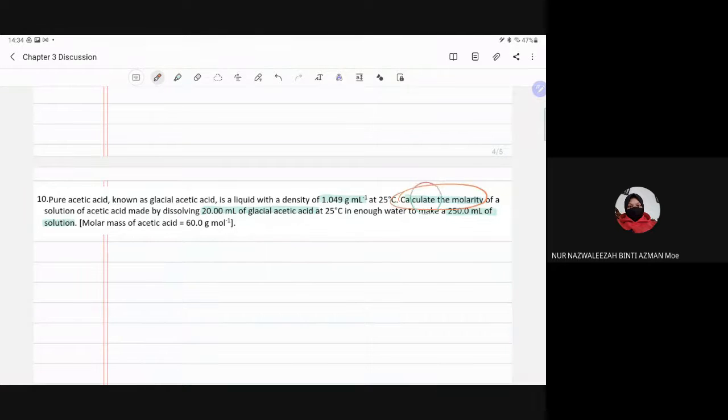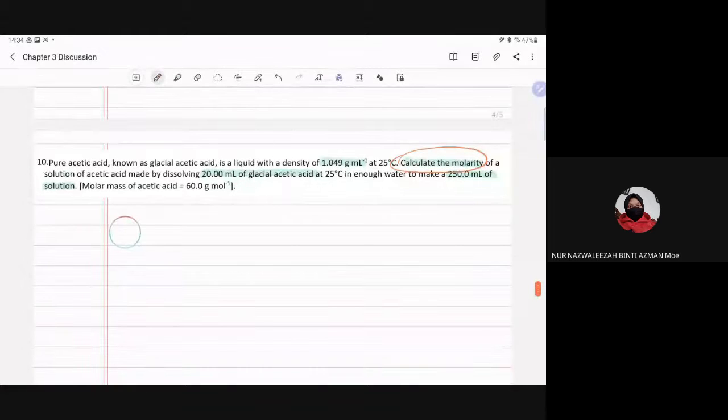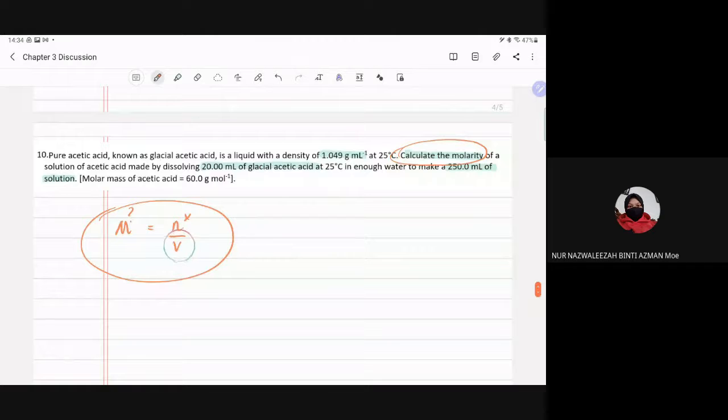This is our final answer, the molarity. Okay, so if we check molarity, M equals n over V. So this is what we will use at the end. So we want to find this. Number of moles, this is not given. Volume, we have the volume. Volume is there, so we have to work to find the number of moles.